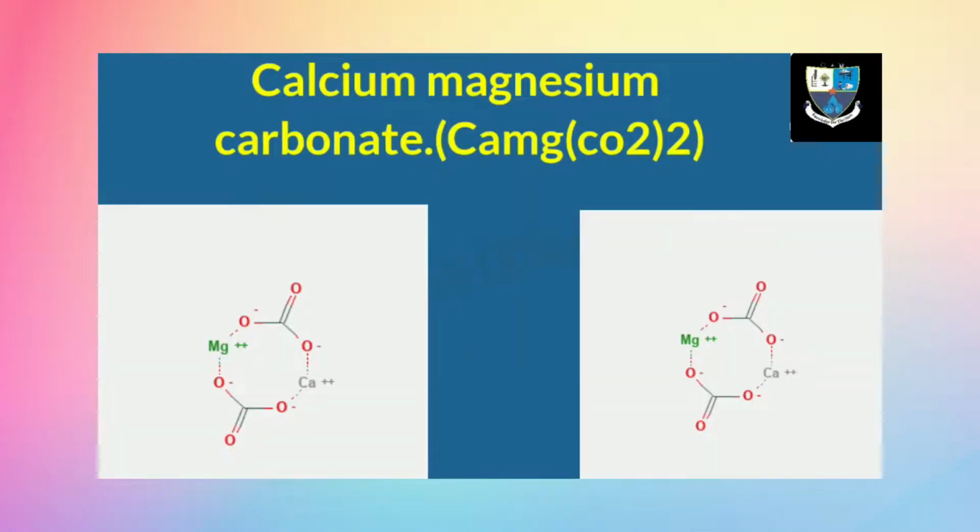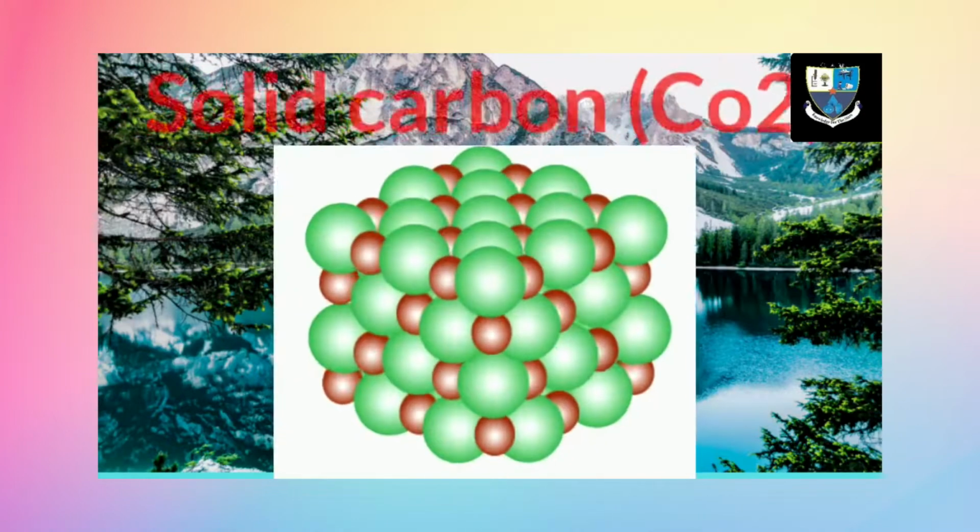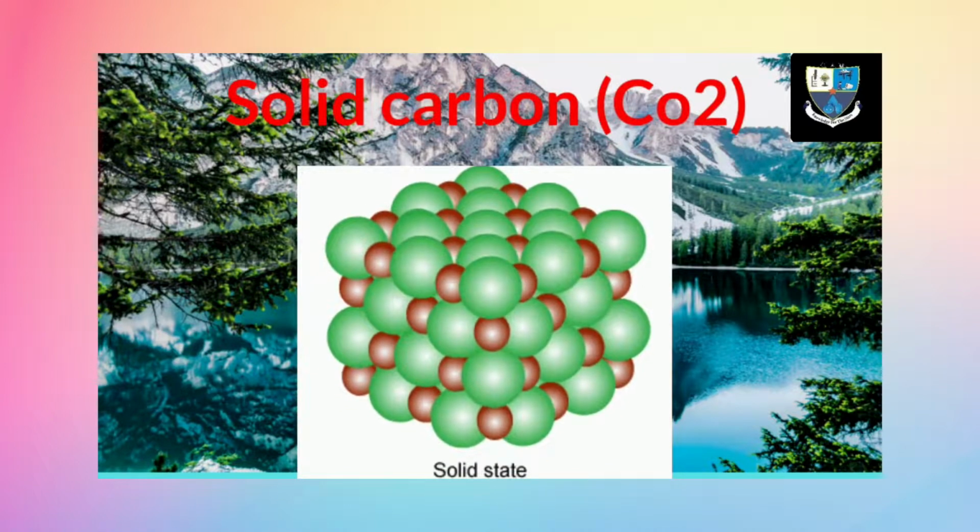Next, calcium magnesium carbonate. The chemical formula is CaMg(CO3)2, and the diagram below is the chemical compound structure of calcium magnesium carbonate. Next, solid carbon dioxide, and the chemical formula is CO2, and the diagram below is the chemical structure.